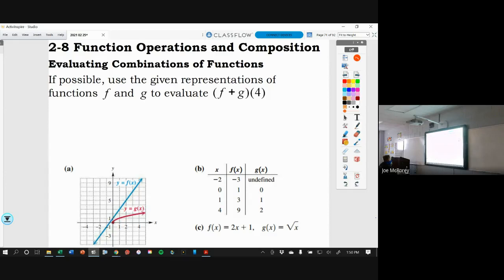Okay? Now we have some domain issues. Part B, the domain only has 4 numbers to it. The domain on part B is -2, 0, 1, and 4. Where the domain on A and C for the f function is all real numbers, and for the g function, it's x is greater than or equal to 0. You see the difference there? Part B only gives you specific points. This question says, what is f plus g of 4?